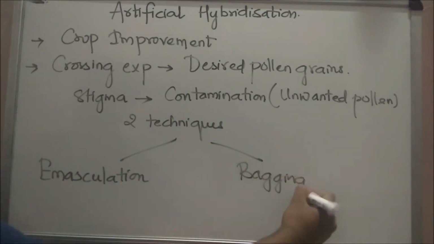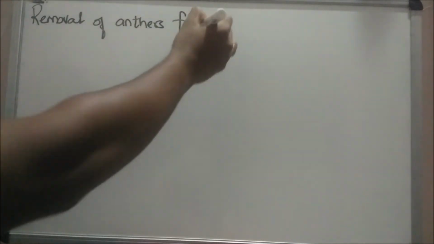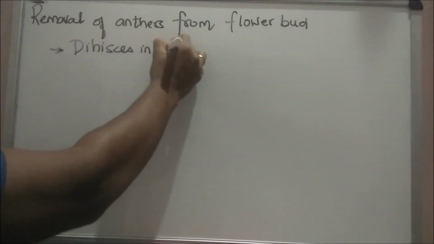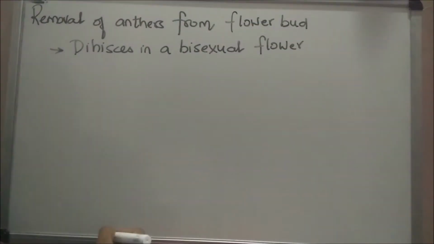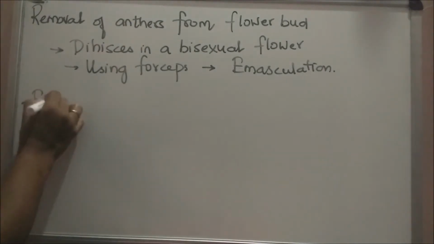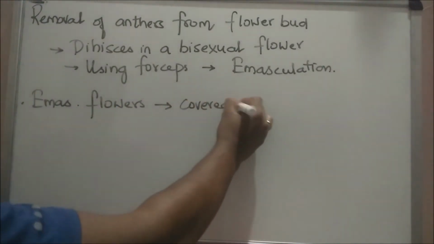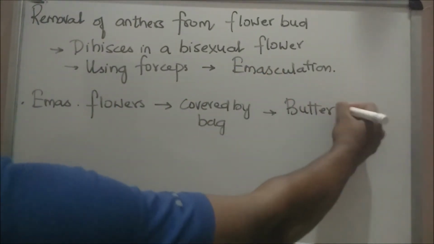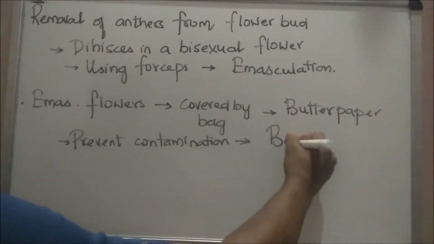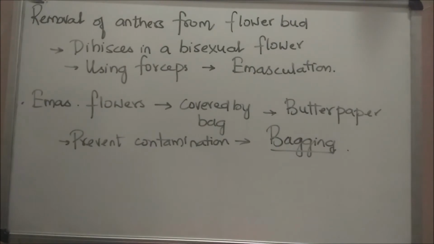Removal of anthers from the flower bud before the anther dehisces, in a bisexual flower bearing a female parent, using forceps, is called emasculation. Emasculated flowers have to be covered with a bag of suitable size made of butter paper to prevent contamination of the stigma with unwanted pollen. This process is called bagging.